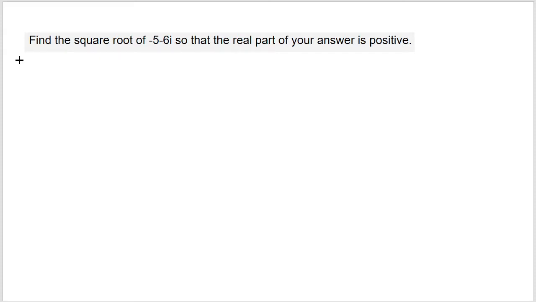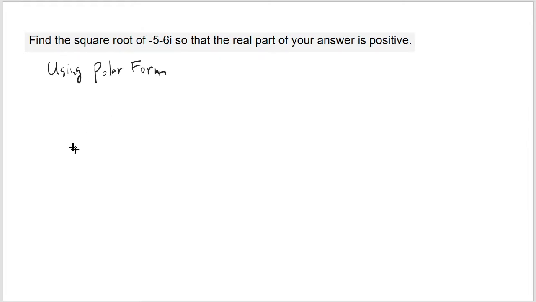Find the square root of negative 5 minus 6i so that the real part of your answer is positive. Now there are two ways to do this. Let me first show you the polar form way, because this will give you the answer quicker, at least if you want to get an approximate answer.